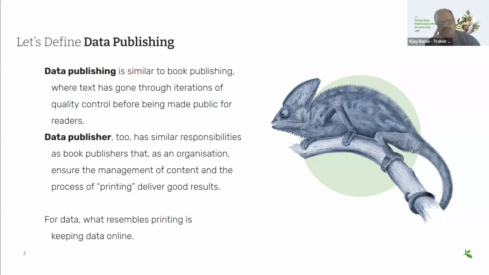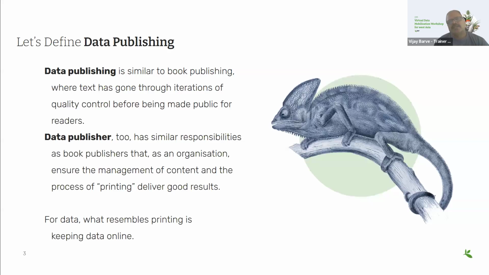So what is a data publisher? A data publisher is very similar to a big book publisher. It's an organization which will get the content and take care of the management of the content, in the sense of publishing or book printing. So that's the kind of parallel. It's a very similar process. The only difference is, in case of book printing, physical books are available. In case of data publishing, we have to keep the data online, and that is the responsibility of the publisher.